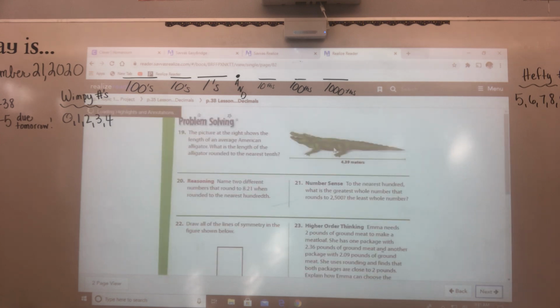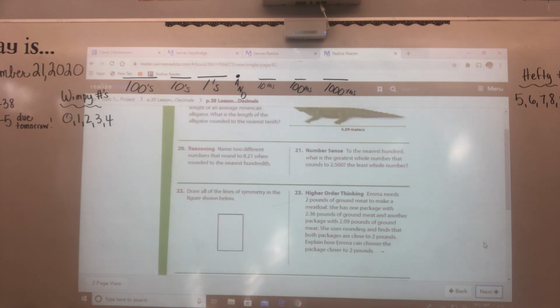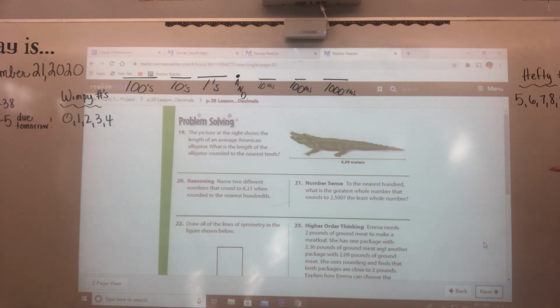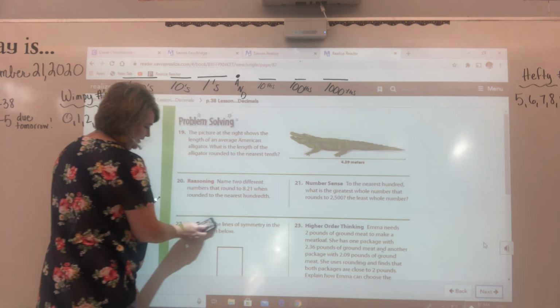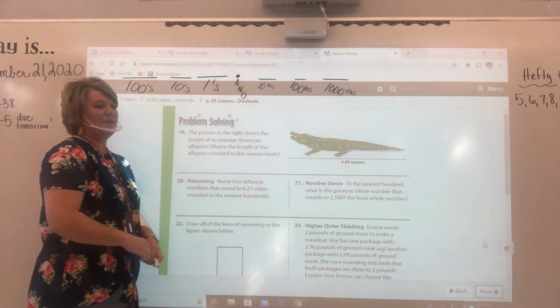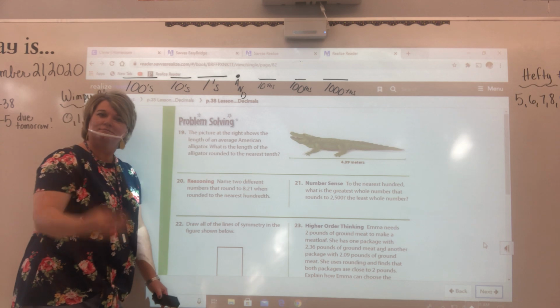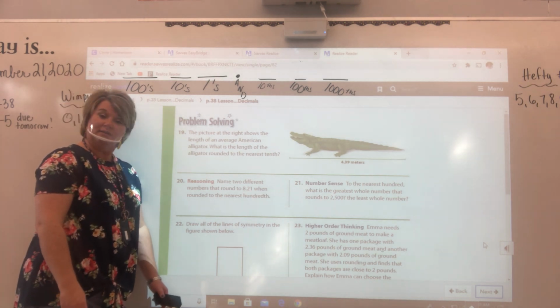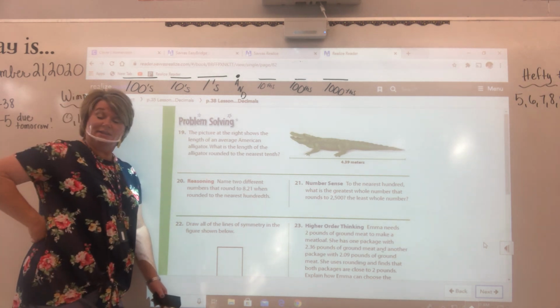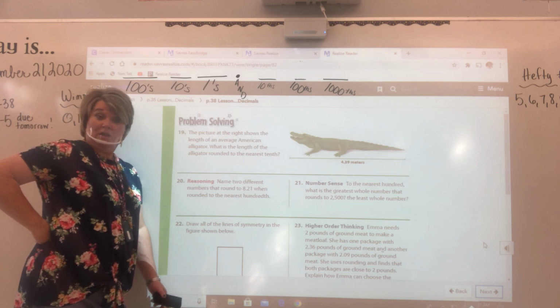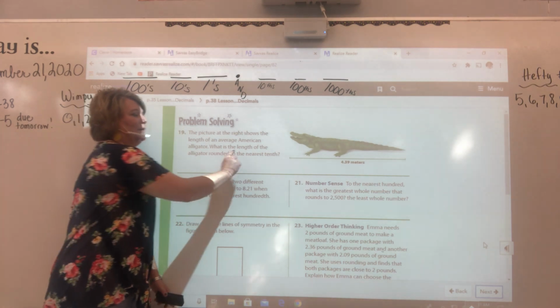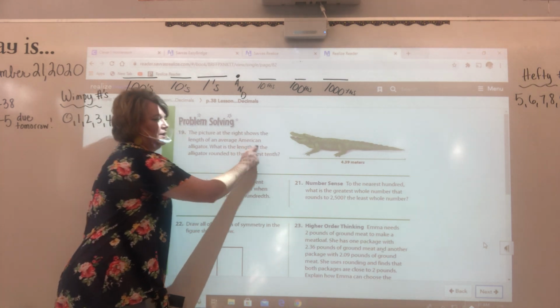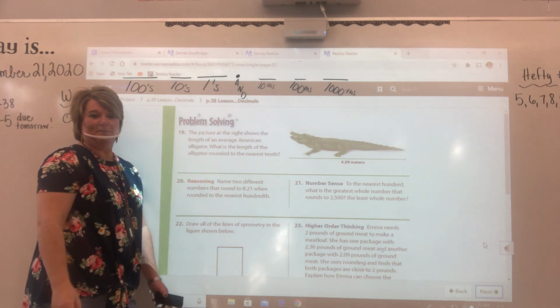The picture at the right shows the length of an average American alligator. Well, last hour we thought that was funny because we're like, how do we know he's from America? How do you know that's an American alligator? Because of the nose. Really? Do you know this for a fact? Alligators and crocodiles have different shaped noses. Well, I'm not comparing alligators to crocodiles. That's not what I'm asking. I want to know, how do I know that this alligator is from America?